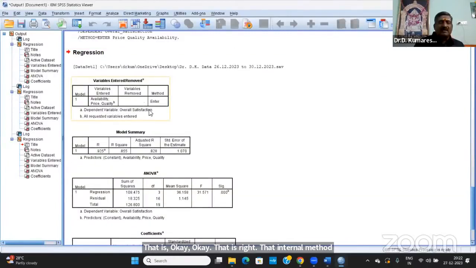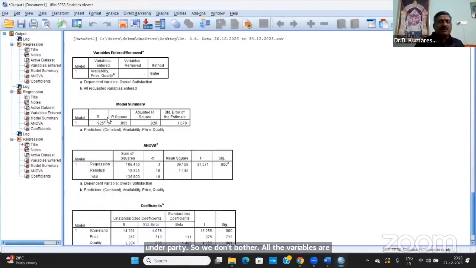Here, what is the dependent variable? Satisfaction. What are the predictors? All the requested variables are entered. The predictors are constant, availability, price, and quality. So we don't bother. All the variables are entered. No issues. Look at the R value.